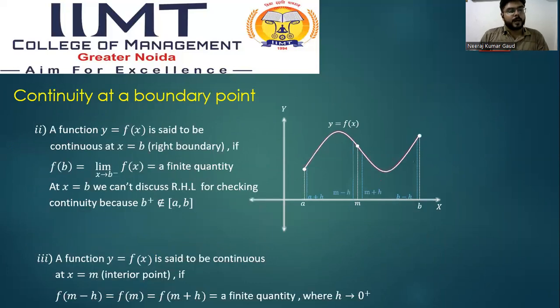A function y is equal to f(x) is said to be continuous at x equal to b, the right boundary, if f of b equal to limit x tends to b minus f(x) equal to a finite quantity. At x equal to b, we cannot discuss RHL for checking continuity because b plus doesn't belong to the closed interval a, b. A function y is equal to f(x) is said to be continuous at x is equal to m, an interior point, if f of m minus h equal to f of m equal to f of m plus h equal to a finite quantity, where h tends to 0 positive.